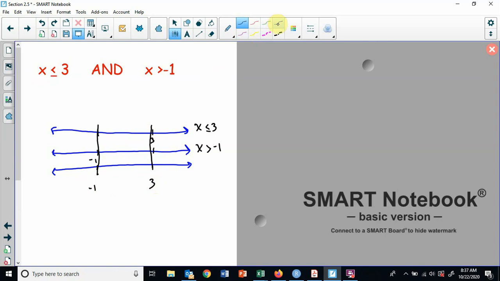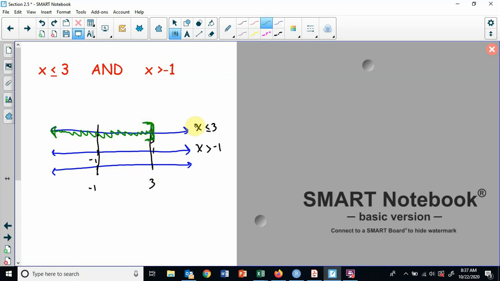So we already know how to graph, right? So let's graph the first one, less than or equal to 3. So let's go to 3. Less than or equal to means I'm shading in this direction, just like we shaded last class. And it is an or equal to, so a square bracket.